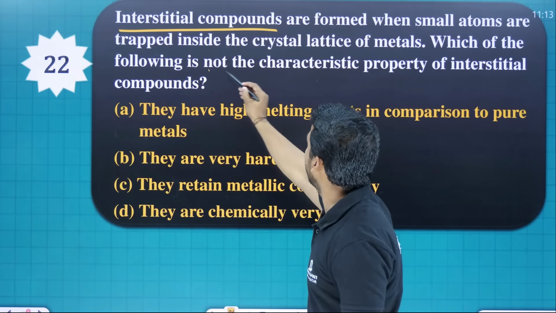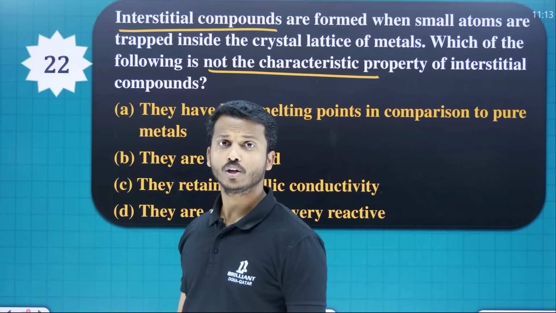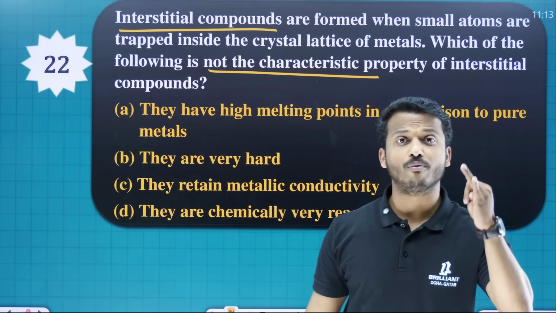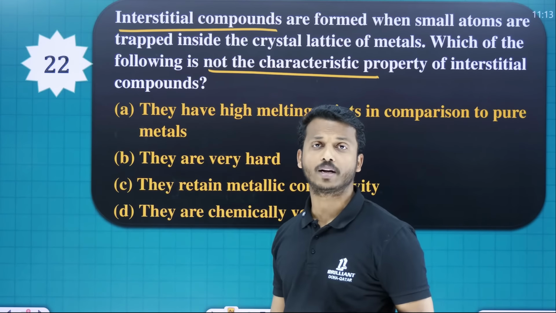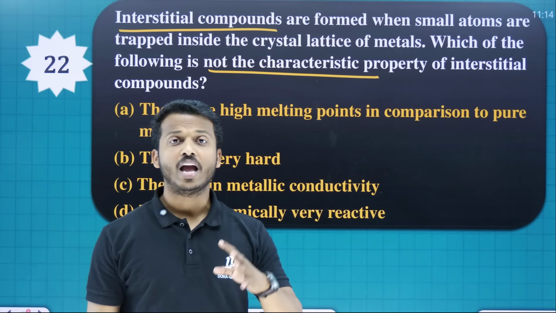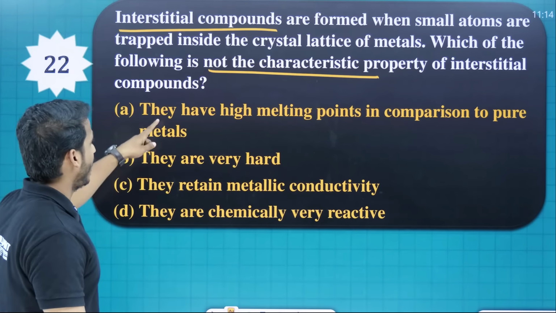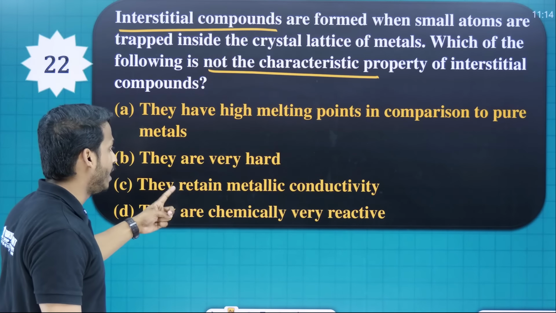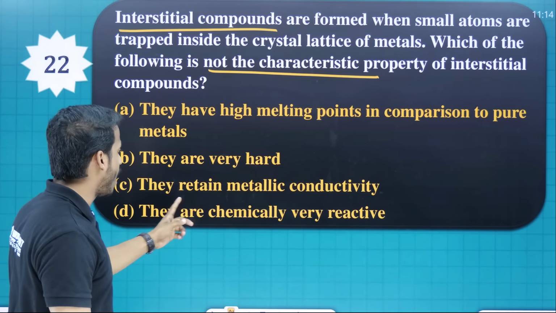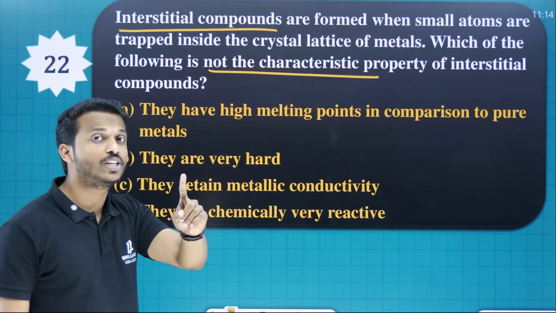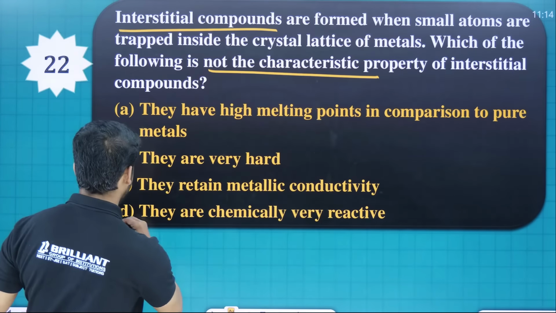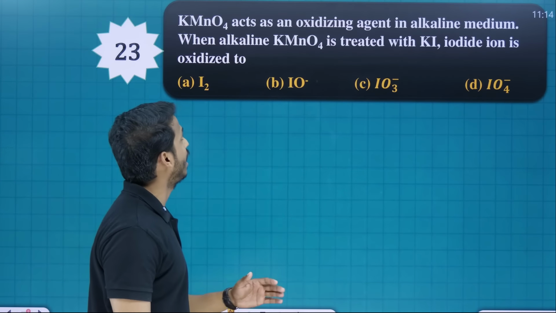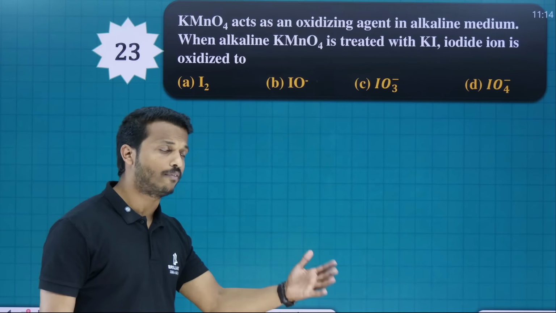Which of the following is not a characteristic property? You may study 4 properties of interstitial compounds. They are very hard. They have a very high melting point compared to the pure metal. They retain their metallic conductivity and they are chemically inert. So they have a high melting point compared to pure metal, yes. They are very hard, yes. They retain their metallic conductivity, yes. They are chemically very reactive, no. Interstitial compounds are chemically inert. All right, that is D. Next one.